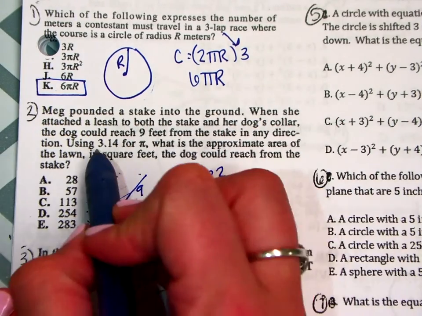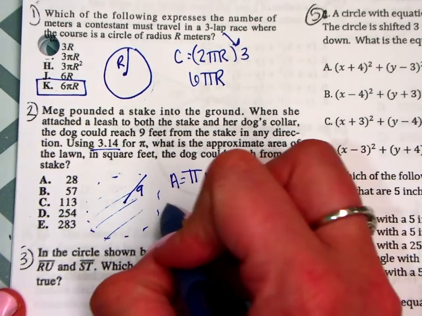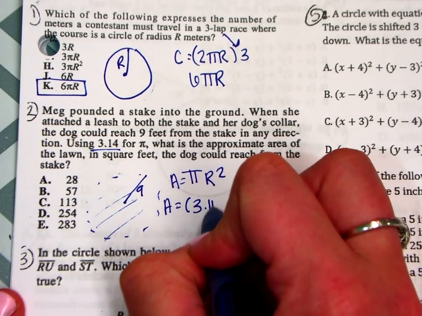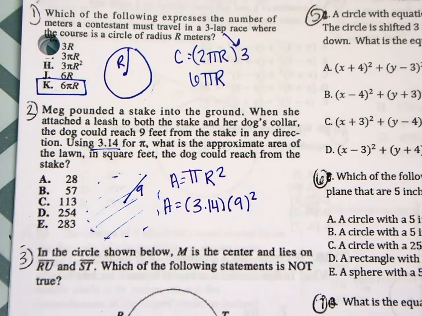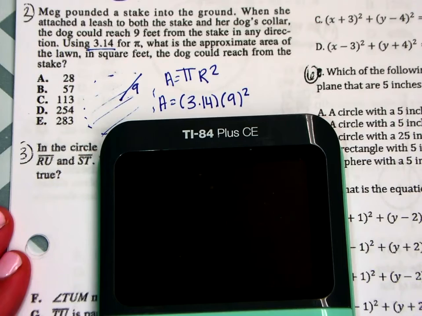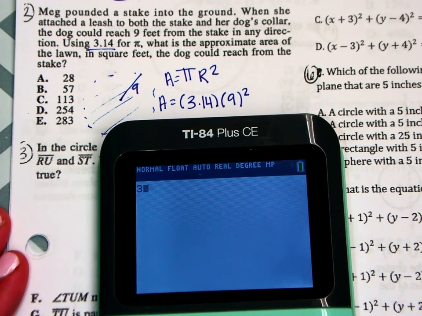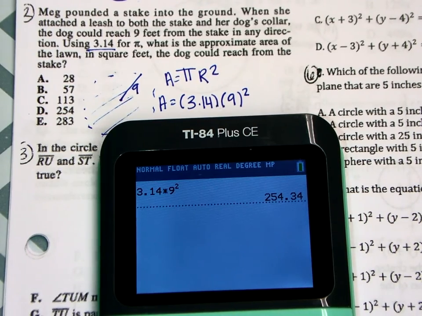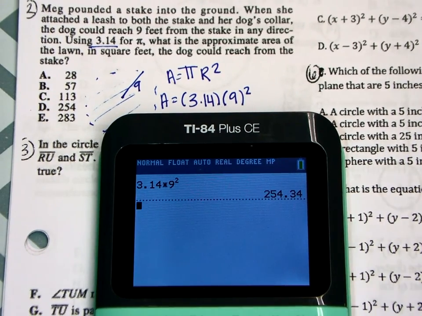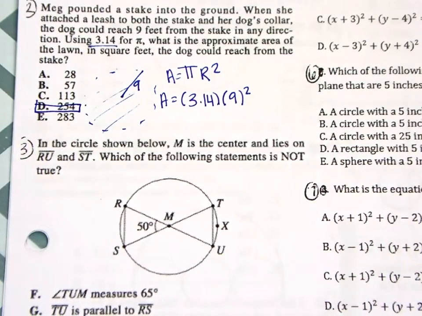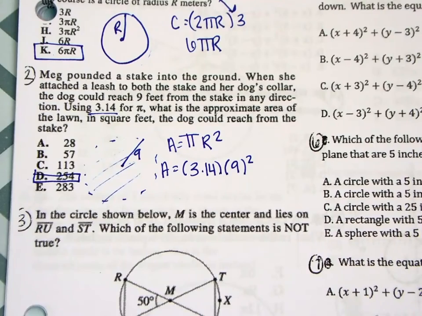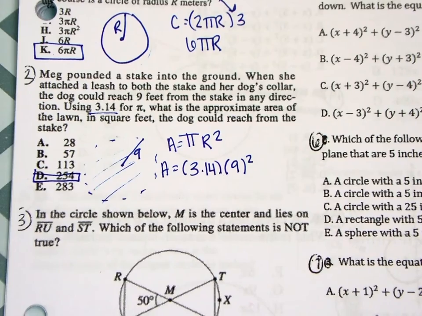So in this problem, it does tell you to use 3.14 for pi, so I'm going to use 3.14. My radius is 9 squared. So in this problem, all I'm going to do is square 9. So 3.14 times 9 squared is 254.34, which is about option D. So in that problem, we're just trying to figure out how much of the yard the dog has to run freely, and it has 254 square feet that the dog can run.